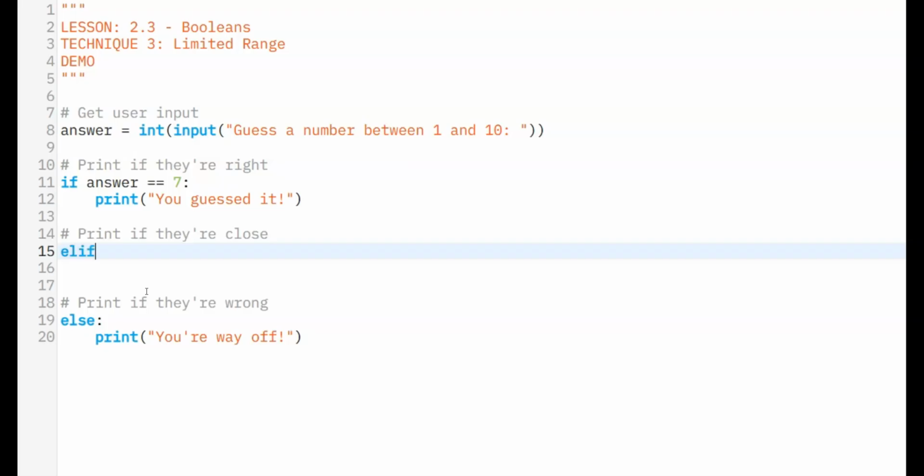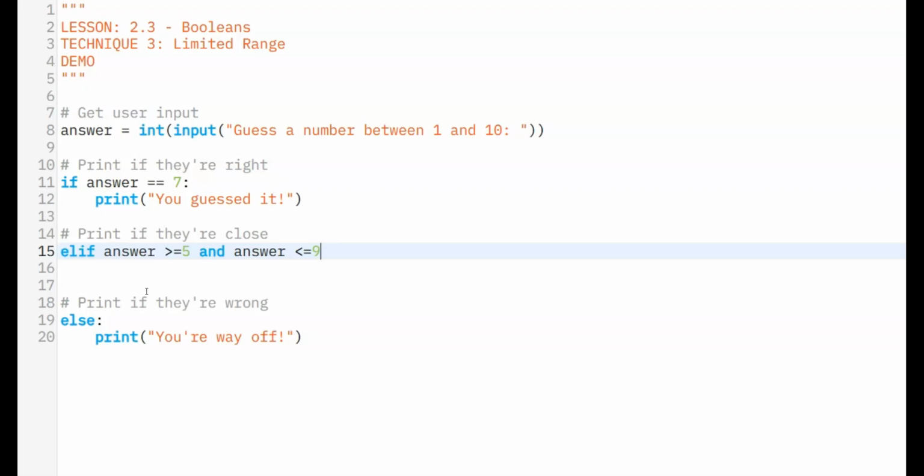So here we'll type in elif, and now we're going to evaluate answer using an AND operator. So elif answer is greater than or equal to 5. And we're using 5 because 5 is close to 7. So if it's 5 or 6, then that will work. So elif answer is greater than or equal to 5, and answer is less than or equal to 9. So we're basically allowing 2 either way. 8 and 9 are close to 7, and 5 and 6 are close to 7.